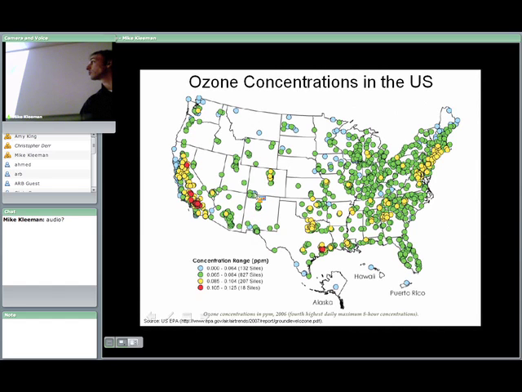Lots of different agencies run these monitors, and EPA sort of coordinates the data and presents it in this format. The color of the circles represents the concentration range of ozone, with red being the highest concentrations, from 105 parts per billion up to 125 parts per billion.